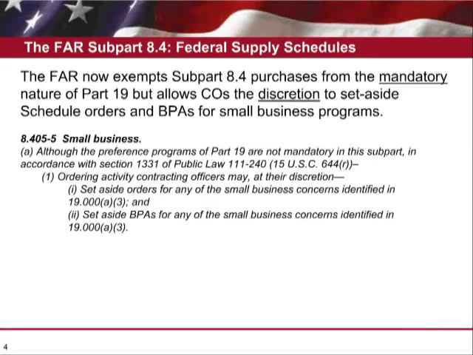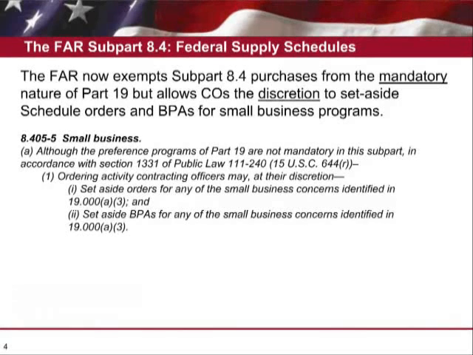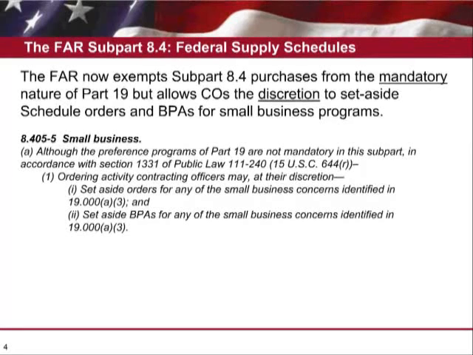As you can see, paragraph A1 of this section says COs may, at their discretion, set aside orders and BPAs. Now, the term discretion means that it is up to the CO to decide, using sound business judgment and taking into account the government's socioeconomic policy objectives and goals, amongst whatever other factors might be applicable to that particular requirement and to that ordering agency, whether or not it is in the best interest of the taxpayer to set aside that order or that BPA for small business.